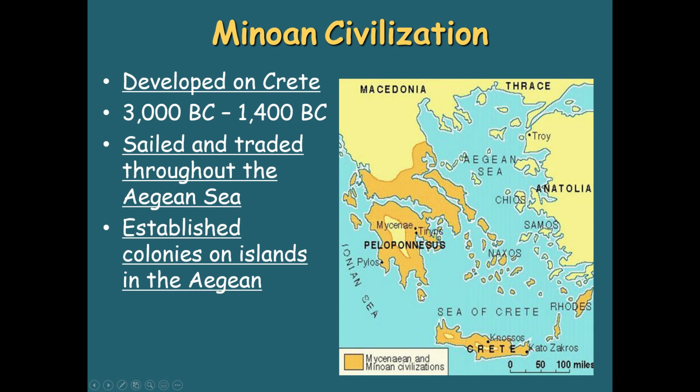Luckily, the island of Crete was located in the Mediterranean and was surrounded by the sea, and the Minoans were also good sailors. Therefore, they could sail and trade throughout the Aegean Sea to buy the materials which they needed so badly. At the same time, they might also set up colonies on the islands in the Aegean region.